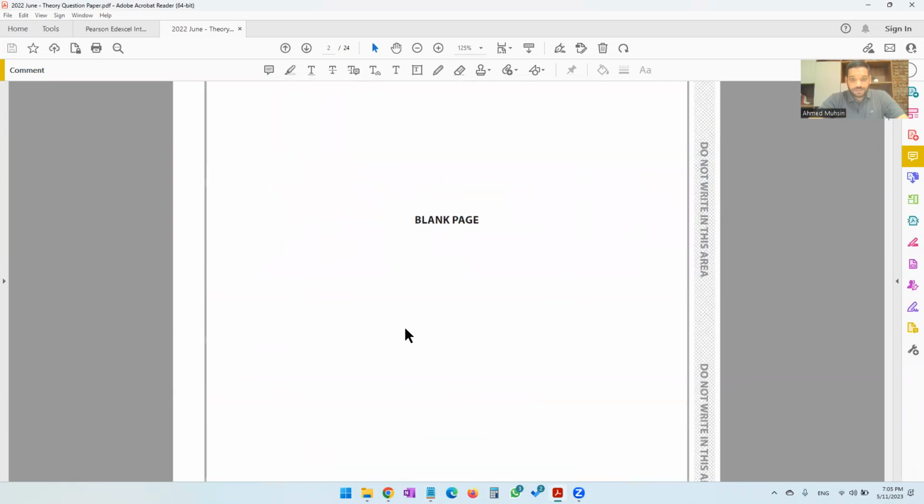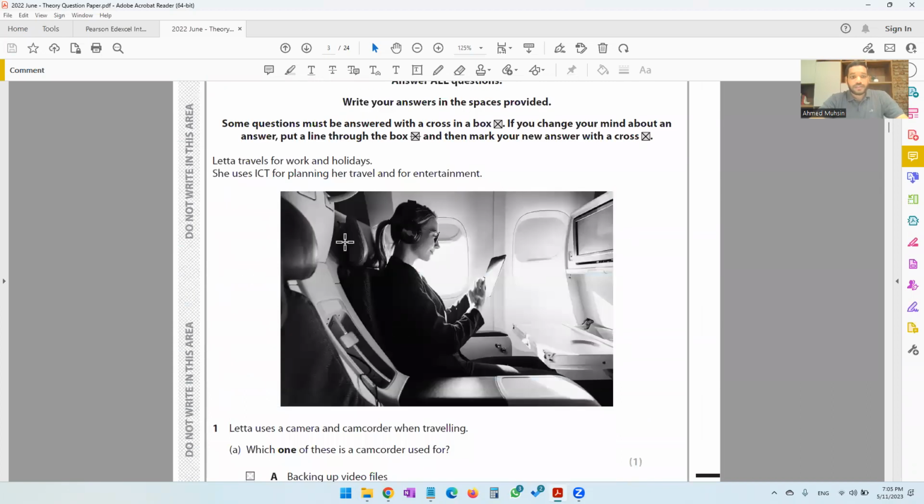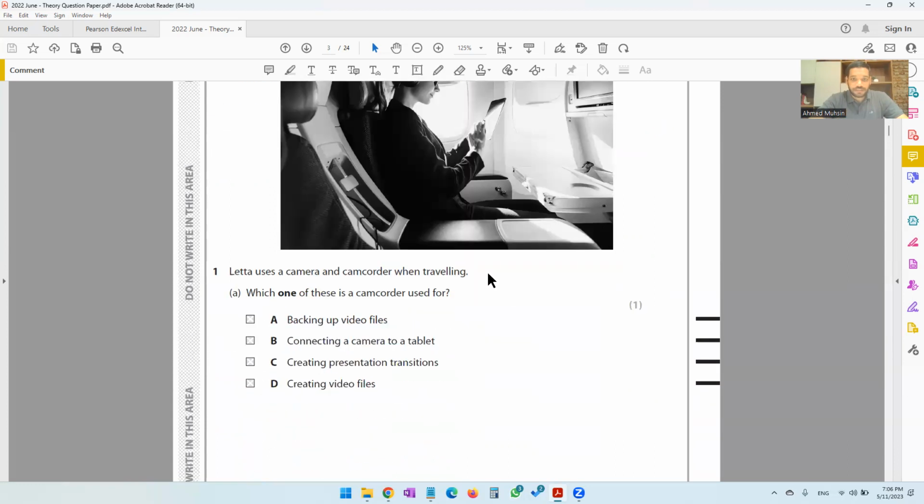It's a 1 hour 30 minute paper. Over here, the scenario has been given to you. It says Leta travels for work and holidays. She uses ICT for planning her travel and for entertainment. This is the scenario that's going to be used throughout the entire paper. We are going to be doing this paper based on an individual called Leta, and she travels for work and holidays. She uses ICT for planning her travel and for entertainment purposes.